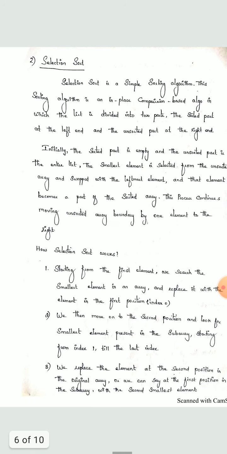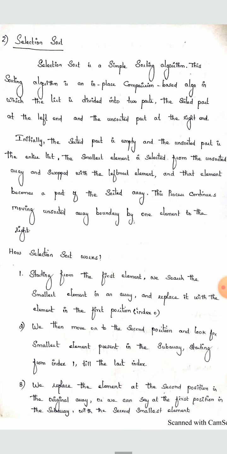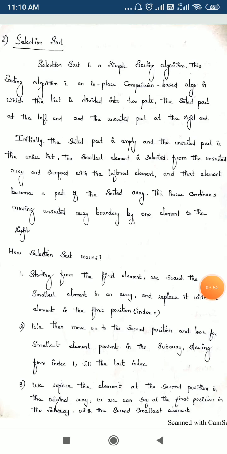So now let us move on to the next. We are going to introduce the next sorting algorithm called selection sort. So let us consider the selection sort. Selection sort is also an in-place comparison based algorithm. But the difference between bubble sort and selection sort is that bubble sort is going to compare the adjacent elements, and if the previous element is bigger than the next adjacent element, it will swap, right?